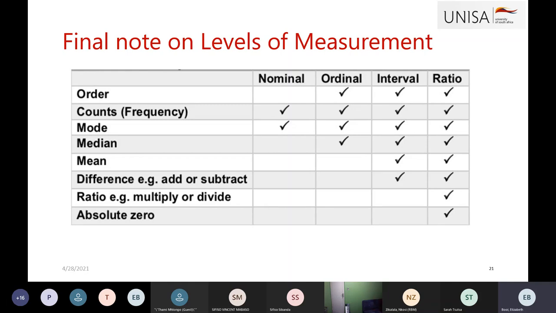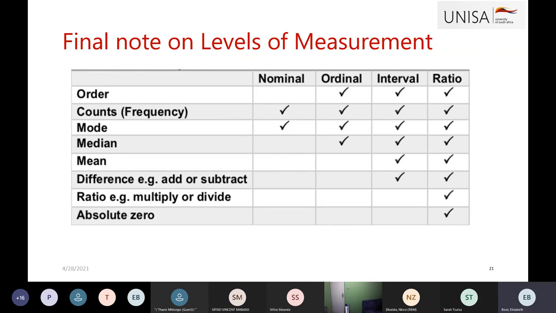And with ratio, you can apply all of the operations: count, mode, median, mean, difference, adding and subtracting, the ratio, and multiplying and dividing. And there is an absolute zero, because with ratio, zero means nothing. Okay, so that is the levels of measurement.